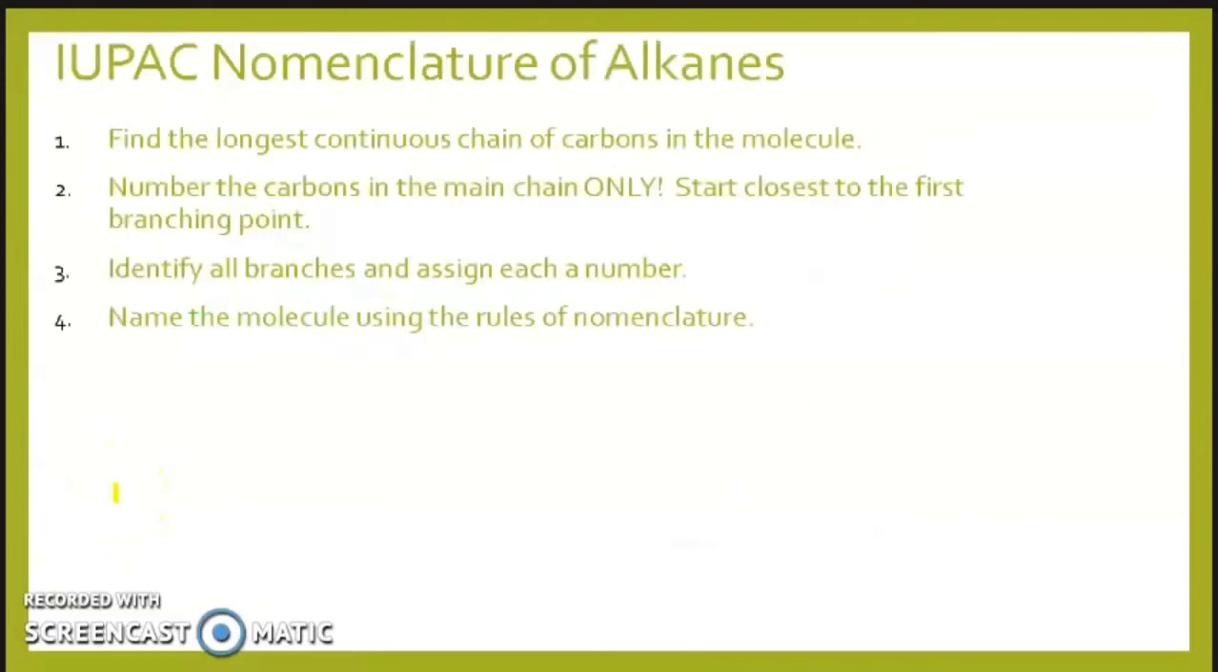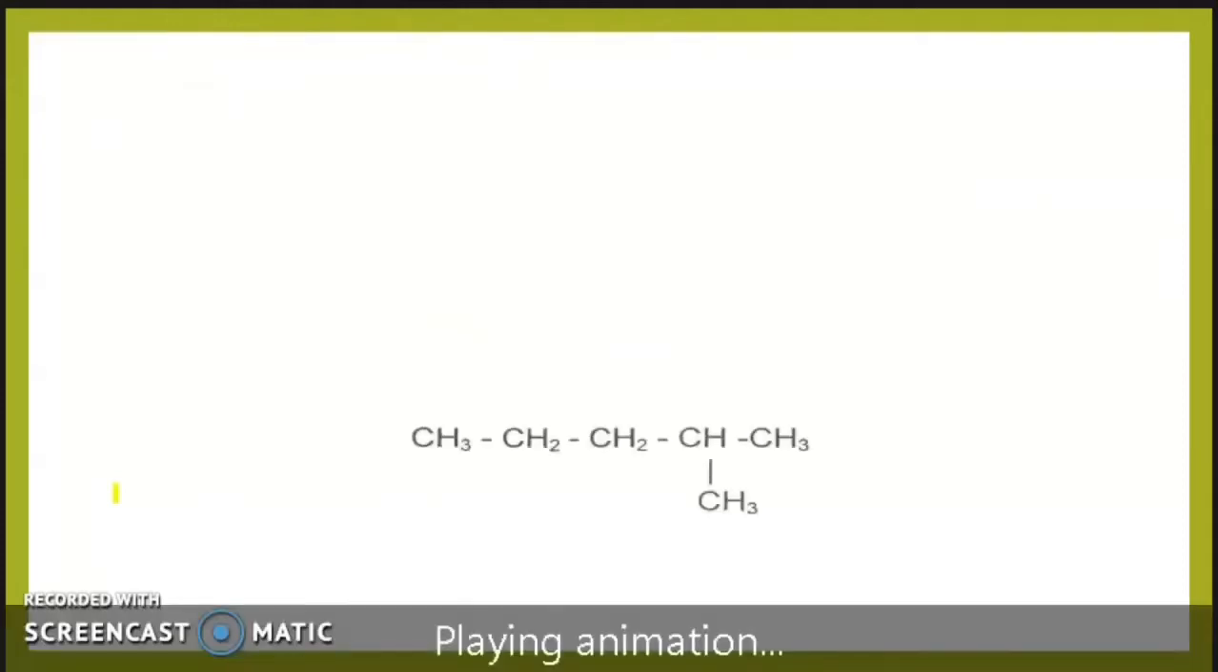Now, our concern is how to name the branched chain alkanes. They are named according to the International Union of Pure and Applied Chemistry. Now, there are 4 steps, and they are very easy to follow. We're going to start with one example to show you how. The first step is to identify the longest continuous chain.